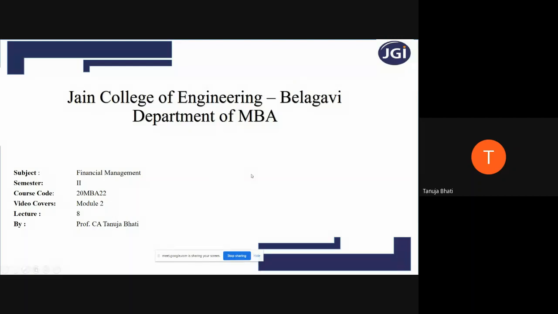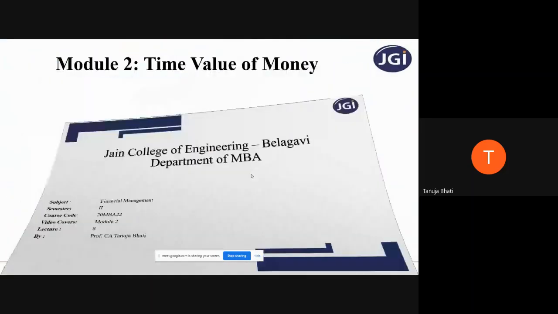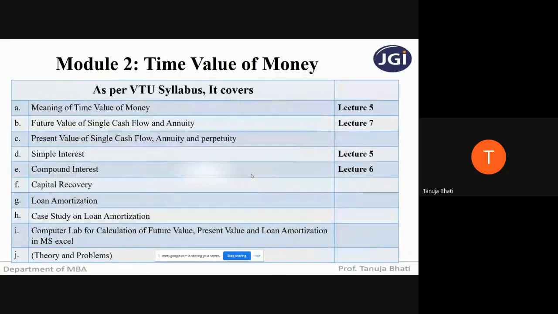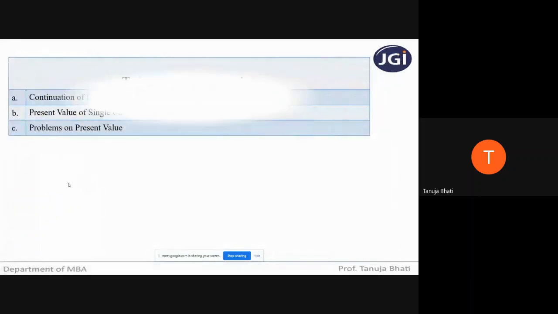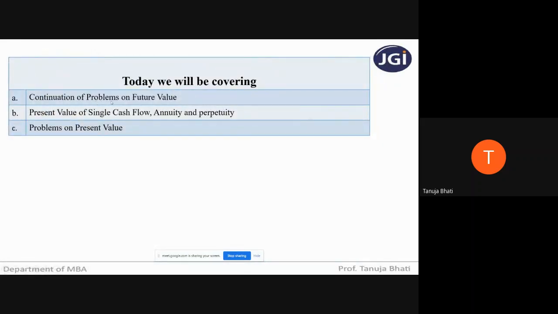Okay. Welcome students, welcome to lecture number 8 where we will be continuing with module number 2 under subject financial management. Under this module, as we know, we have already seen what is the meaning of time value of money, how to calculate future value of a single cash flow as well as annuity, simple interest and compound interest. So today moving ahead, we will be covering and continuing with a few more problems on future value, how to calculate present value of a single cash flow, annuity and perpetuity, and problems on present value.